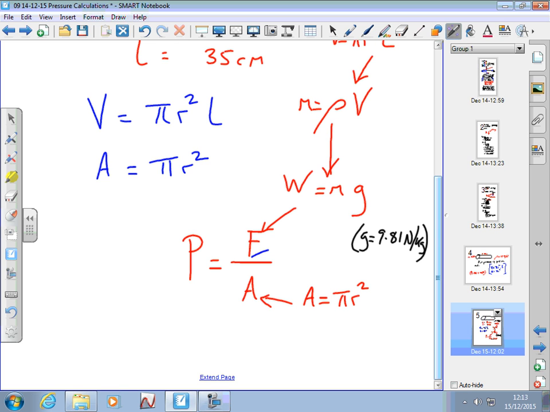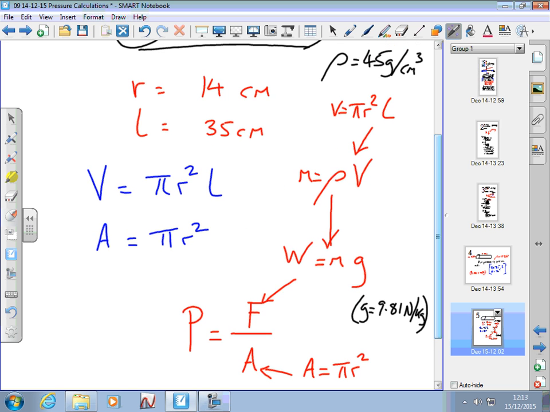So see if you can work it out from there, and again I'll put the solution below. And what I'll do when I work out the solution is to do this in reverse. I'll work out the volume first, then the mass, then the weight, and then I work out the area, and then I can find the pressure.